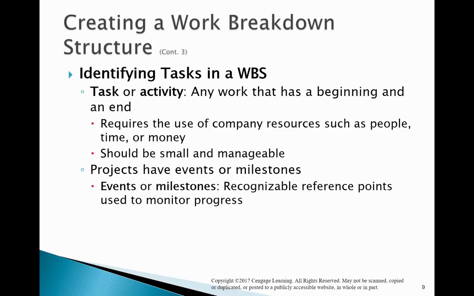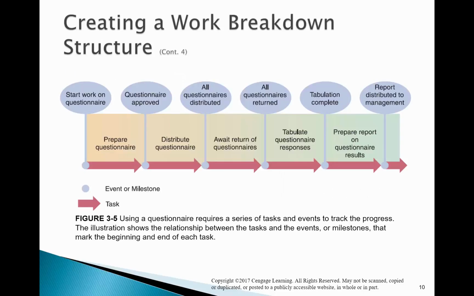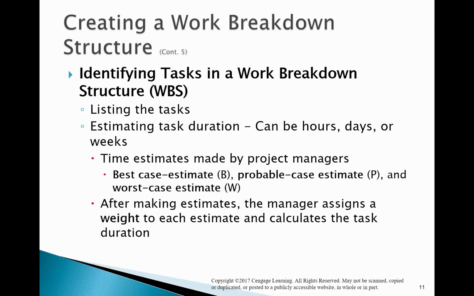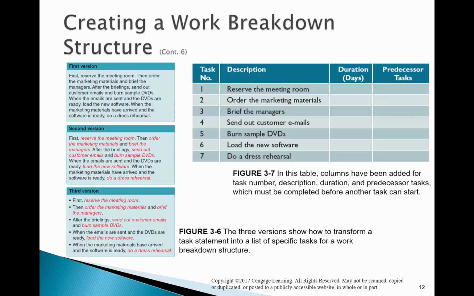So breaking this stuff down, how small do you have to break it down into? Whatever is manageable, and you may have to do it a couple of times in a company. Some of the tasks that you would develop, for instance, if you wanted to do a questionnaire and the event is this, then you prepare it, distribute it, await the return, and then you tabulate or analyze the response, and then you prepare a report on this, and then you submit that right there. The structure right here is only as good as it would do.